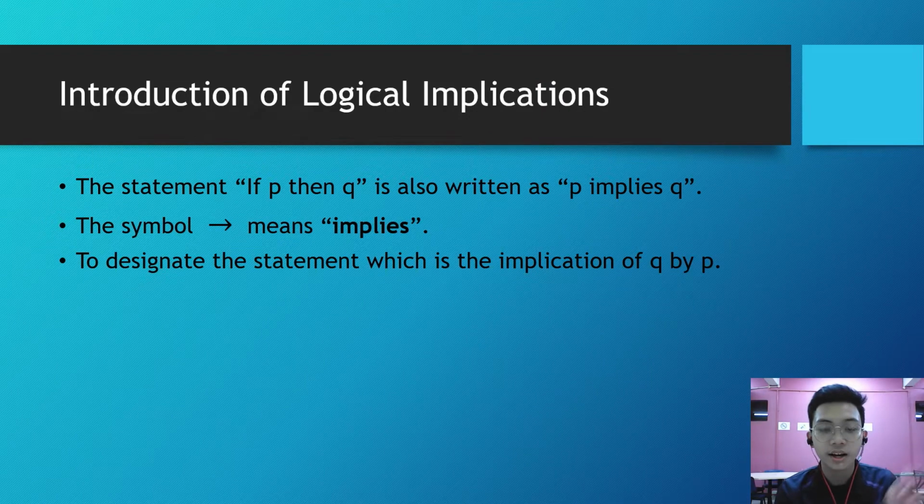So hi, for today's video, I'm going to start with an introduction to logical implications. The statement if P then Q is also written as P implies Q. The arrow symbol means implies. This arrow denotes the statement which is the implication of Q by P.